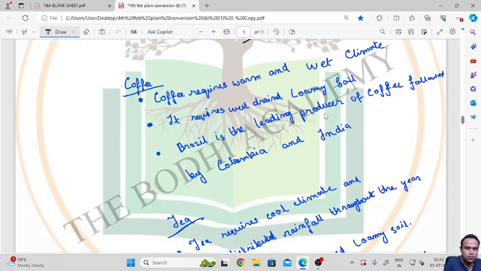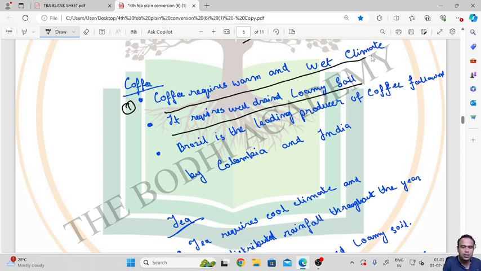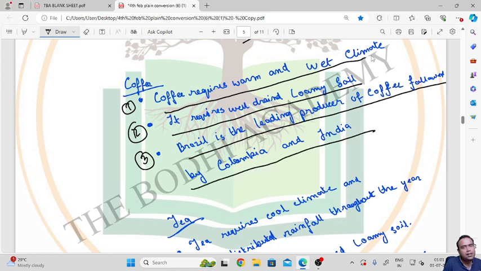Coffee. Commercial cash crop. Coffee requires warm and wet climate. It requires well drained loamy soil. And Brazil is the leading producer of coffee, followed by Colombia and India.